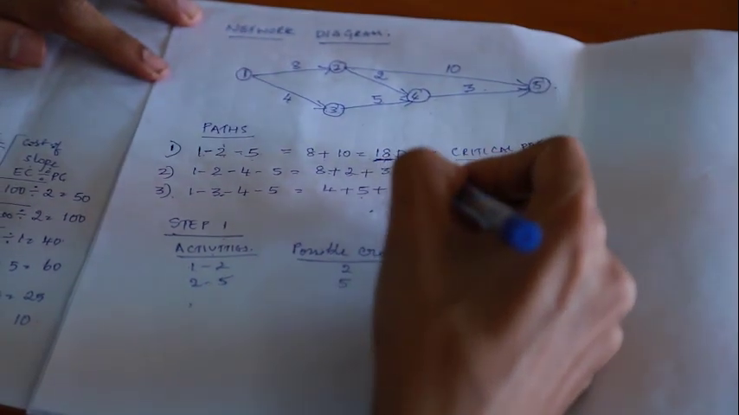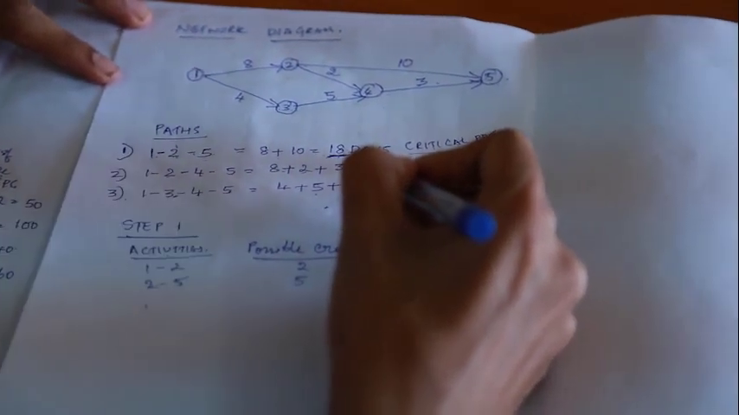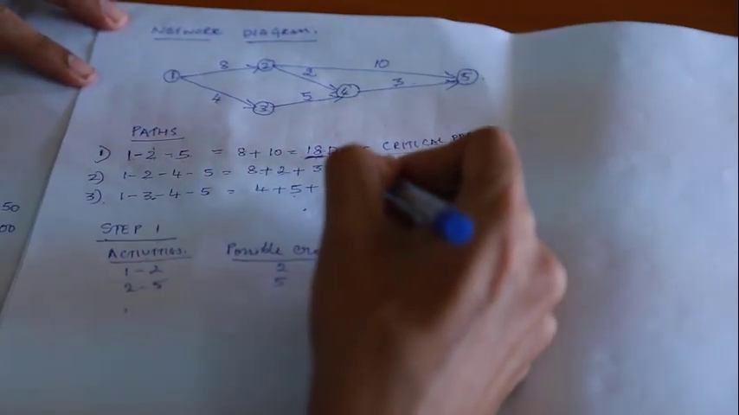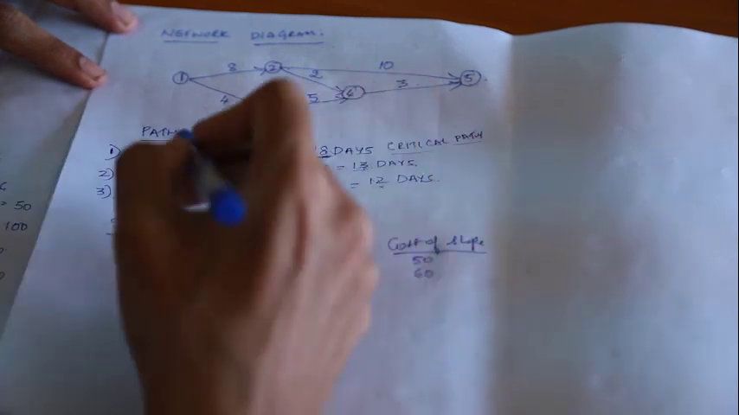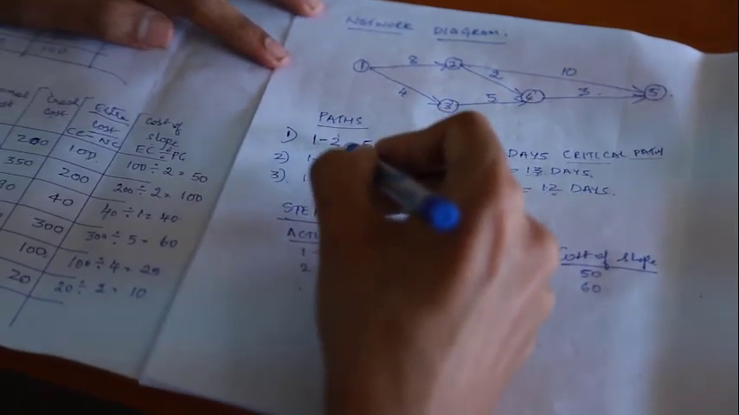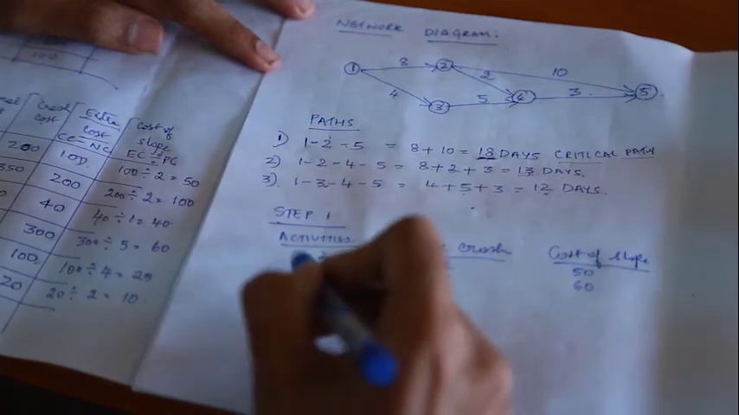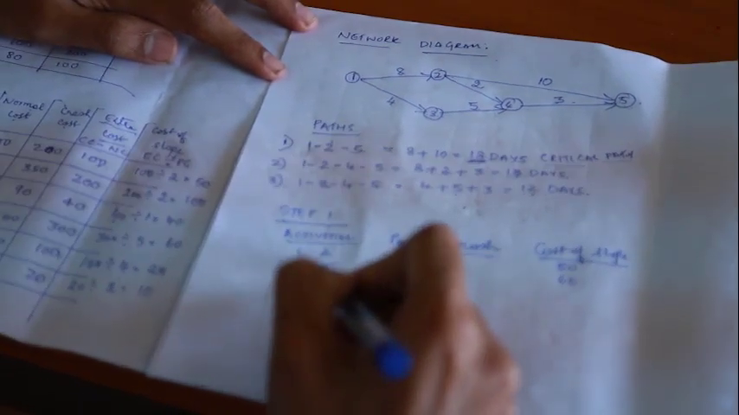Now, what I'm going to do next is cut down the number of days from 18 to the next maximum. The next maximum is 13 days, so I have to cut down 5 days. Now, which activity do I have to crash? Is it 1 to 2 or 2 to 5?